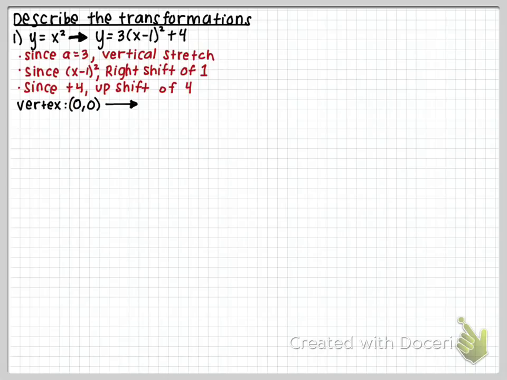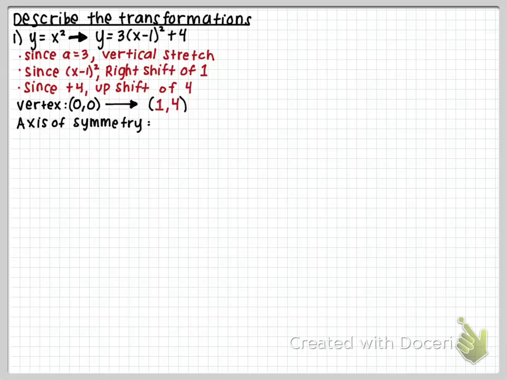The vertex for our original function, y equals x squared, is 0, 0. That's our parent function. We did that on the last page. The vertex is 0, 0. What's the vertex being translated to in this new function? Well, the vertex is going to be positive 1, positive 4. If it's a right shift of 1, it's a positive 1. And if it's an up shift of 4, it's a positive 4. So positive 1, positive 4 is your new vertex.